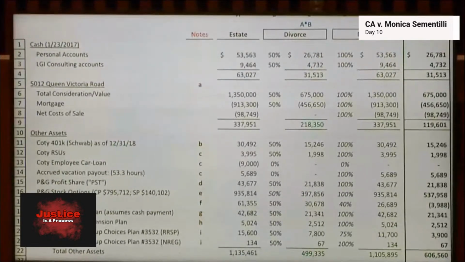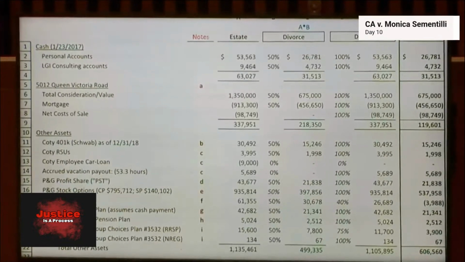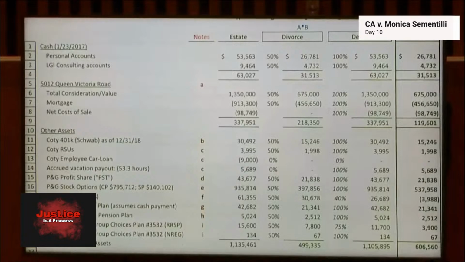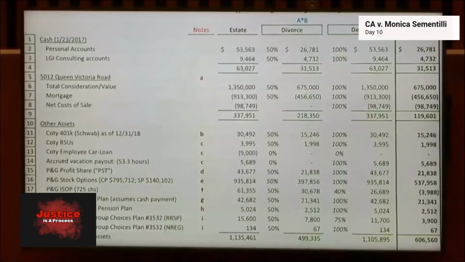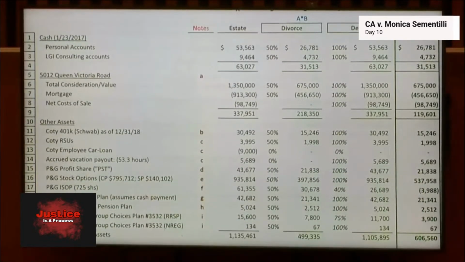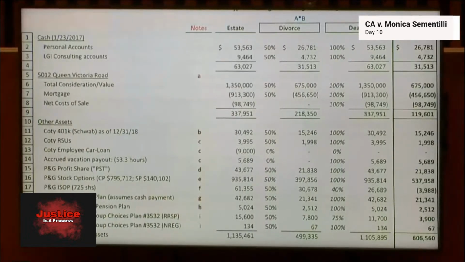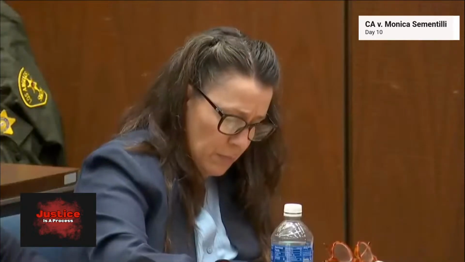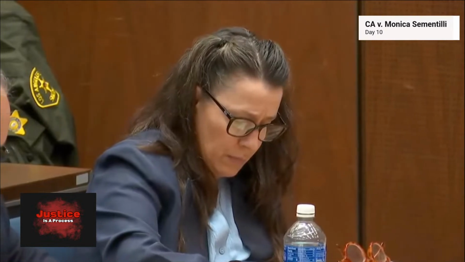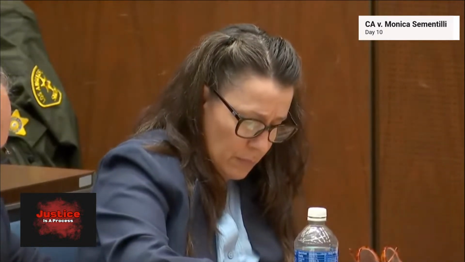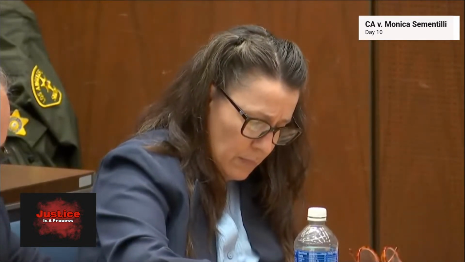Okay. So the home was sold for 1.350. Yes. And they owed a mortgage on the house of 913,300. That's correct. Plus there were costs of the sale, as we talked about previously, of 98,750. Yes. And so how does it work?